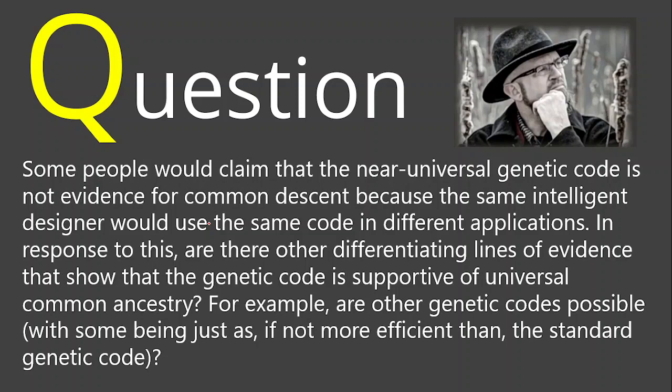All right, now the last part of this question, and we're really building up, this is all background still, to what I think is the most interesting part of this question. For example, are there other genetic codes possible, with some being just as, if not more, efficient than the standard genetic code? So I suggested that had God as a designer wanted to make it clear that human beings do not have any kind of common ancestry with other organisms on Earth, he could have just given us a different genetic code. But you could push back and say, maybe the genetic code that we have is just the only way you can really do it.